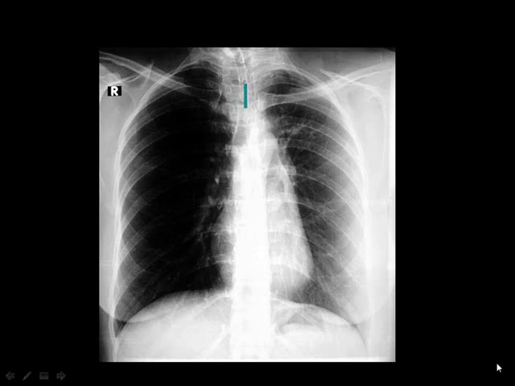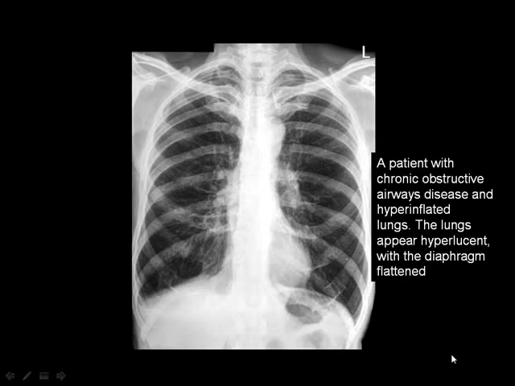This is the site of the spinous process, and this is the medial edge of the clavicle on the left side and on the right side. And you can easily see that there is an increase in the distance on the right side, meaning that the patient has been tilted during exposure.